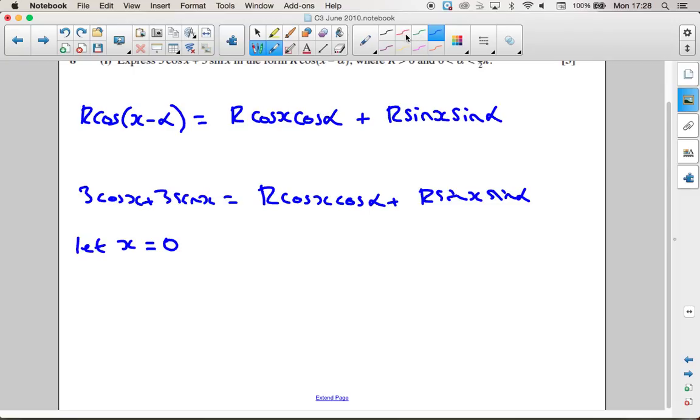Because when x is 0, this part will be worth 0, and this whole part here will be worth 0. So that will leave me with, and also cos of 0 is 1, so that will just leave me with 3 lots of 1 on the left, and it will leave me with r lots of 1 times cos alpha on the right, because this bit will disappear.